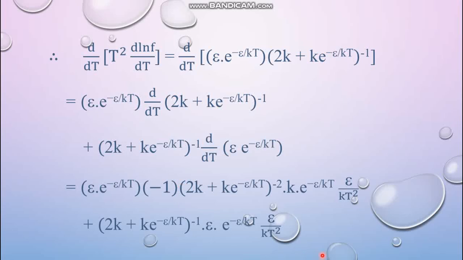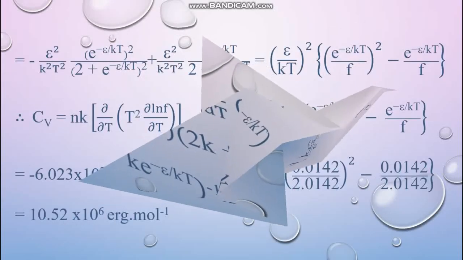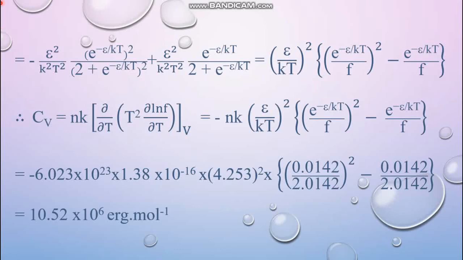I hope the process of differentiation is clear to all of you. Now simplify this. As a part of simplification, we have got finally minus epsilon square k square t square. Then in the numerator, in the first part, you have got e to the power minus epsilon by kt whole square. Okay, and in the denominator part, you have got 2 plus e to the power minus epsilon by kt whole square. Then in the second part, you have got plus epsilon square k square t square. Then in the numerator you have got e to the power minus epsilon by kt, and in the denominator you have got 2 plus e to the power minus epsilon by kt.